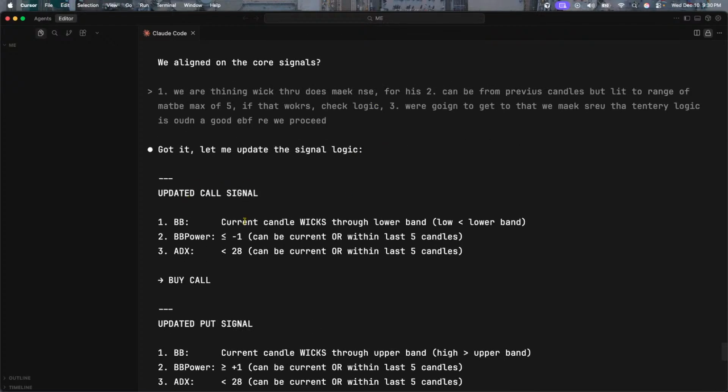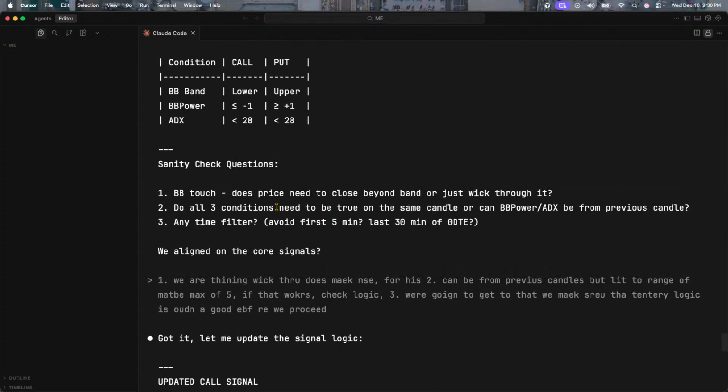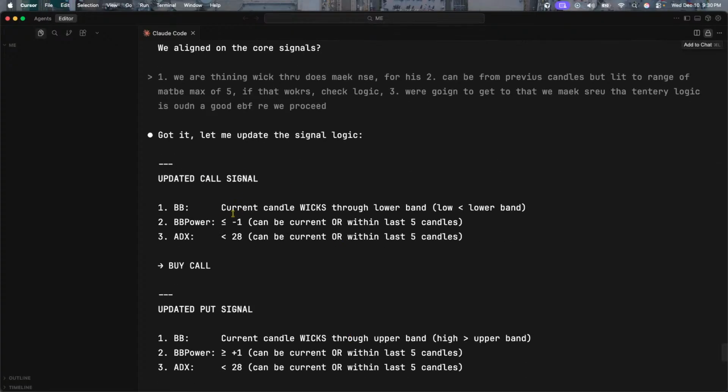All right, so updated signal: the current candle wicks through the lower band, and that shows rejection. A wick through shows me rejection. Close beyond just showed me that the price was lower, so I would rather have rejection. Maybe I'll have it where we can test the close beyond, but right now I'm going to do rejection. So the current candle wicks through, that shows rejection. Low equals lower band. The buying power is less than or equal to 1.